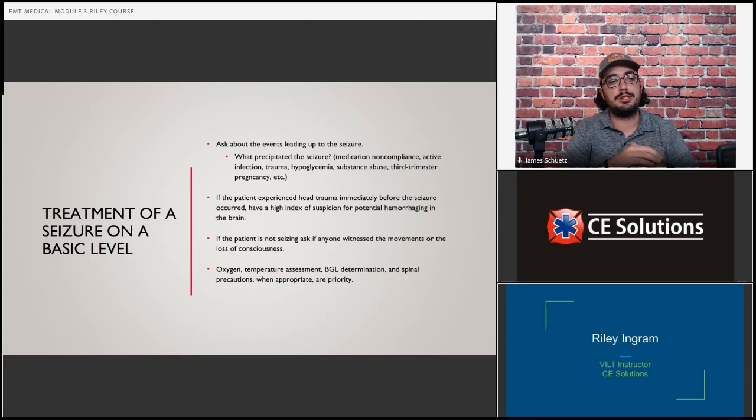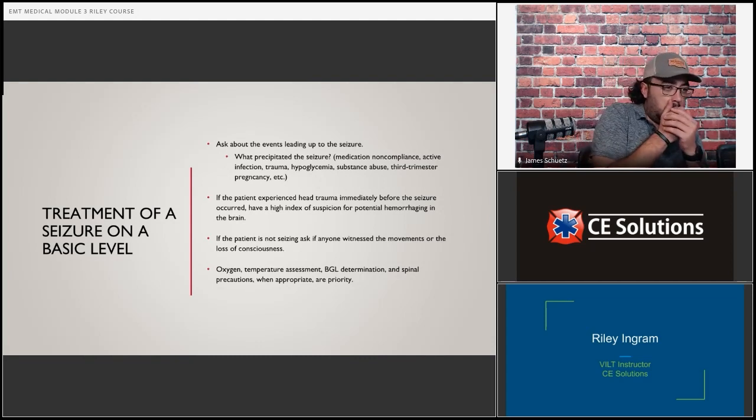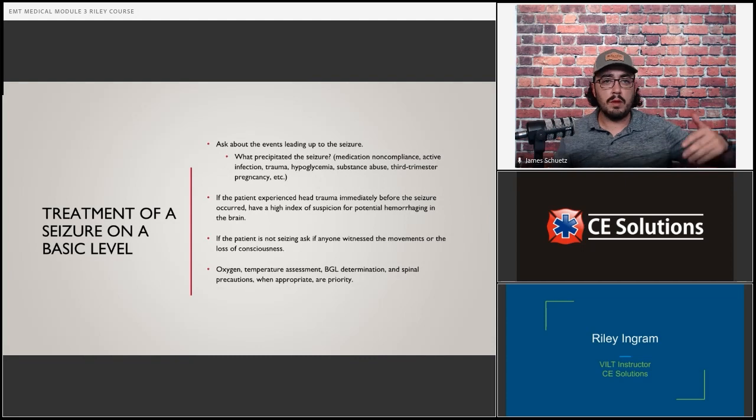All right. Treatment of a seizure on a basic level. So ask about the events leading up to the seizure. What was happening? What were we doing? What was going on before they started seizing? What precipitated it? Do they have a history of epilepsy? Are they taking their medicines? Did they miss a dose? Did they just get a medication changed? Did they just change their dose? What's happening? Active infection, any trauma, hypoglycemia, substance abuse, third trimester pregnancy, etc.